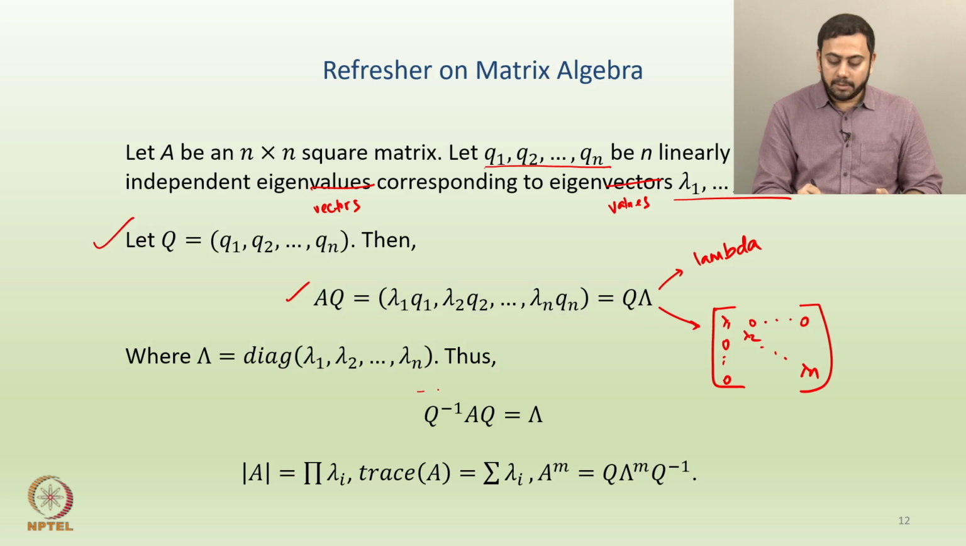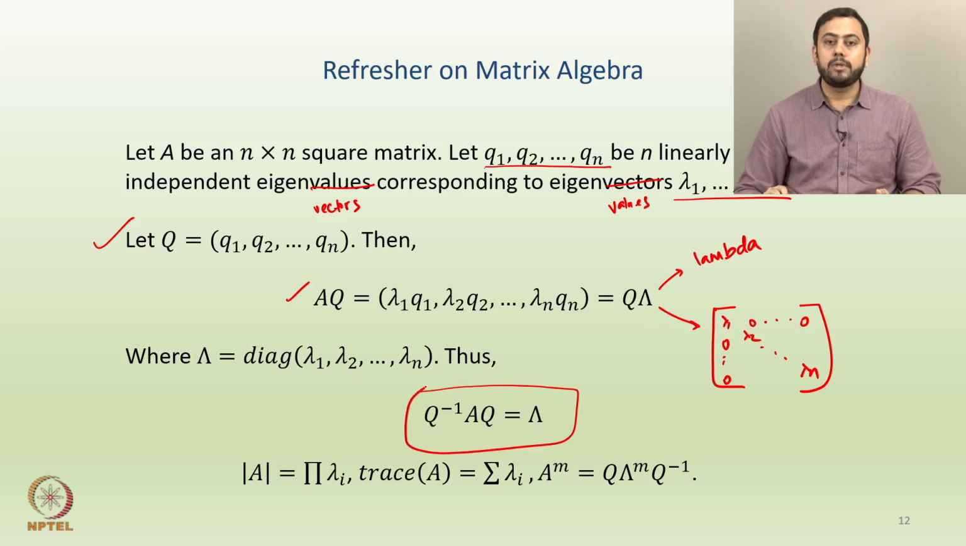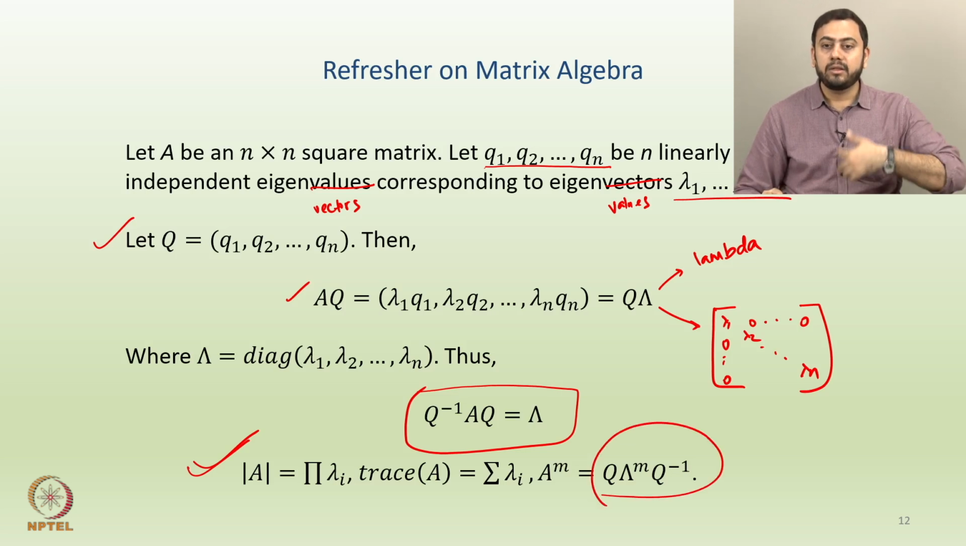Okay. So, this is a famous equation. Q inverse AQ equals lambda, where Q consists of all the eigenvectors, A is the underlying matrix, and lambda contains all the eigenvalues. All right. And these are some of the properties that one can actually talk about. For example, determinant of A is nothing but the product of all the eigenvalues. Trace of A is nothing but the summation of all the eigenvalues, right. And if you have A to the power m, then this equation should hold true, that A to the power m is nothing but Q into lambda to the power m into Q inverse, right.